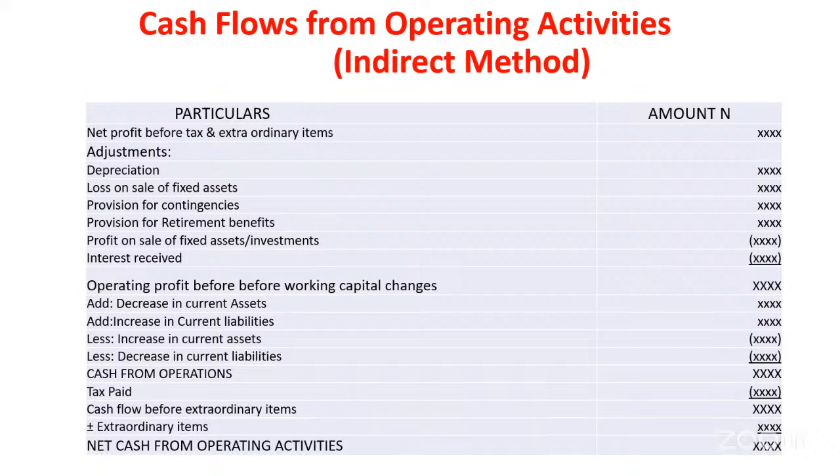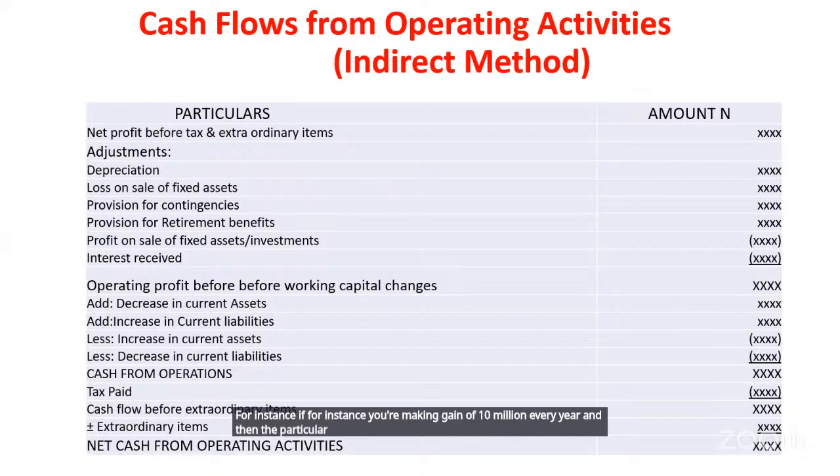Okay. Now, what are extraordinary items in the first place? When we talk about extraordinary items in accounting, we're referring to items like gains or losses that are both unusual in nature and infrequent in occurrence. For instance, if you are making a gain of 10 million every year, and then in a particular year you make a gain of, let's say, 15 million, that is an extraordinary item.